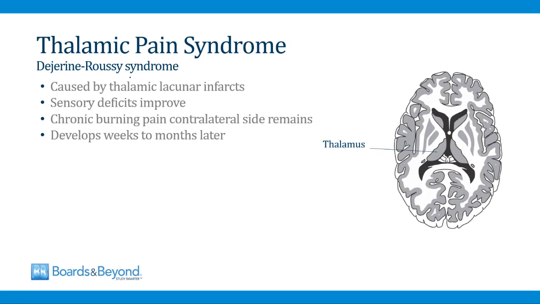Some patients who have a thalamic lacunar infarct go on to develop what's known as a thalamic pain syndrome. It's also sometimes called the Dejerine-Roussy syndrome. And when this happens, the initial sensory deficits from the lacunar infarct improve, but the patient is left with chronic burning pain on the contralateral side. This often develops weeks or months after the stroke, and this can be very debilitating. It's a severe chronic pain syndrome.